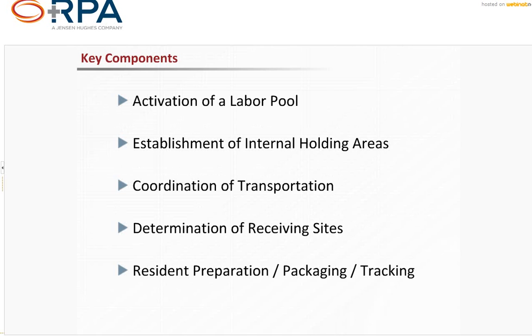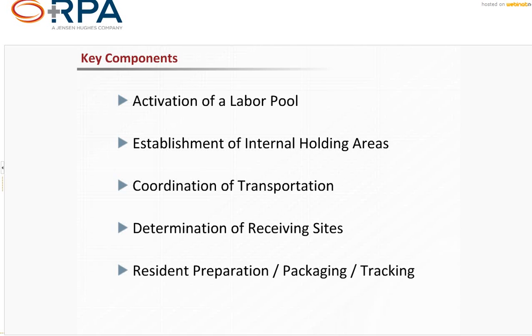Some of the key components that should be looked at for your full building evacuation plan: a labor pool. One of the biggest challenges is that if we go through this process without coordination of staff, with too many staff trying to do too many things, it's going to hinder us and slow us down. So we activate a labor pool. We get everybody to report to one area. One person is in charge of the labor pool, and then it gives a pool of people from which the command center can start to give assignments. One of the assignments would be to establish an internal holding area, which will be the sorting or triaging point once we start the evacuation.